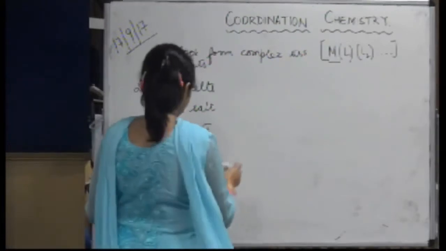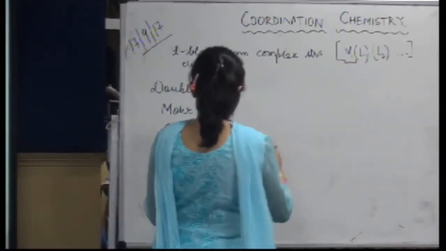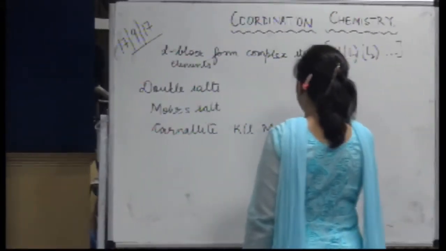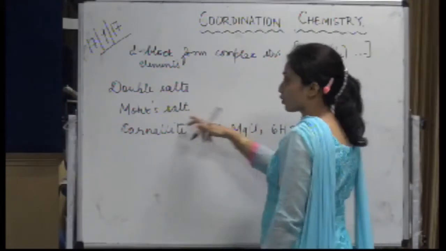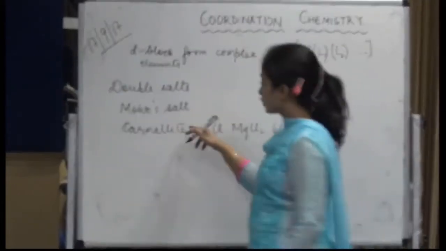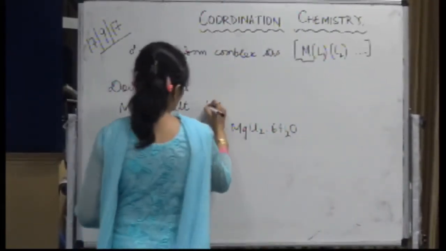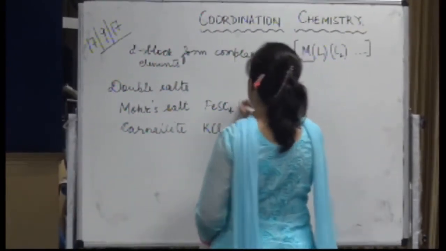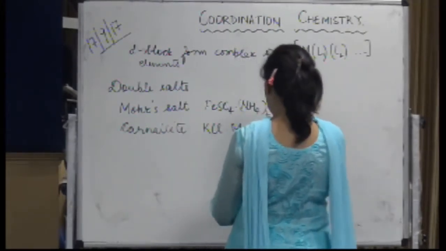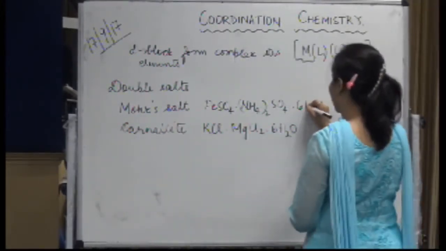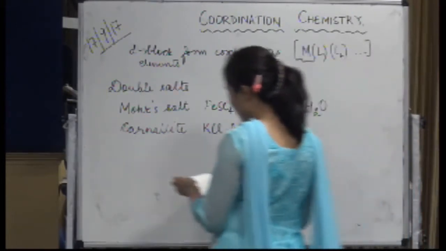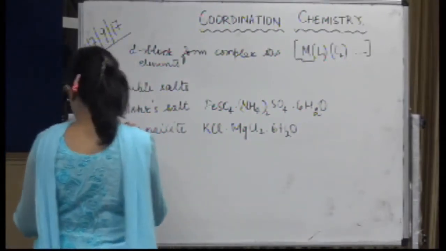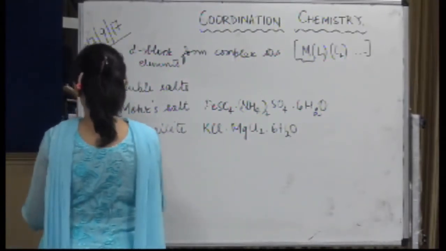Let's compare double salts with your coordination compounds. Let me put the formula for carnallite, that is KCl.MgCl2.6H2O. And Mohr's salt is a very important salt in which you actually monitor the iron. You have FeSO4, then (NH4)2SO4.6H2O. This is your Mohr's salt. And KCl and MgCl2 is carnallite. You can talk about potash alum also.